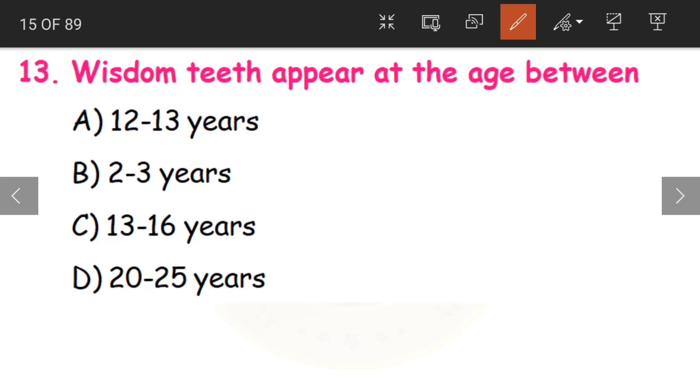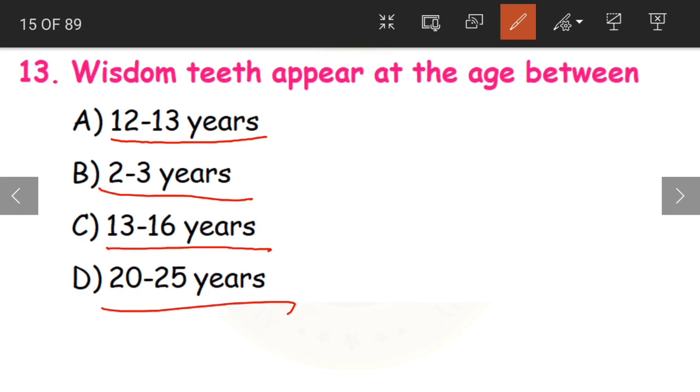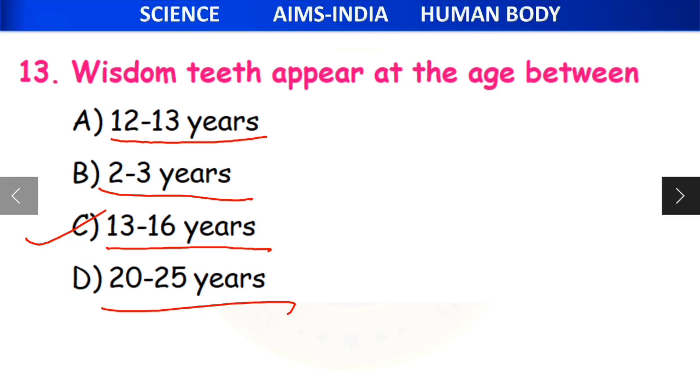13th question, children. Wisdom teeth appear at the age between. We will not get the wisdom teeth by birth. They appear at a certain age. So when is that? Is it between 12 to 13 years, 2 to 3 years, 13 to 16 years or 20 to 25 years? And the answer is 13 to 16 years. So C is the correct answer.